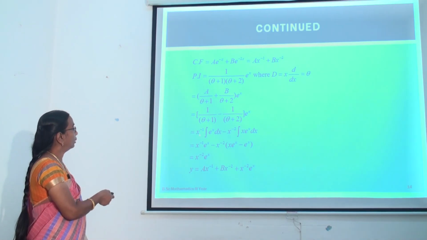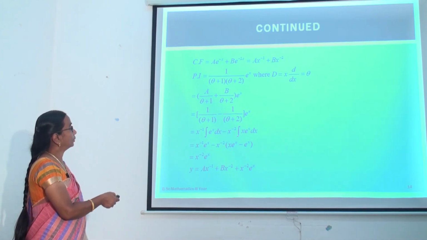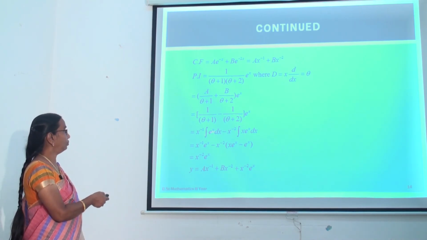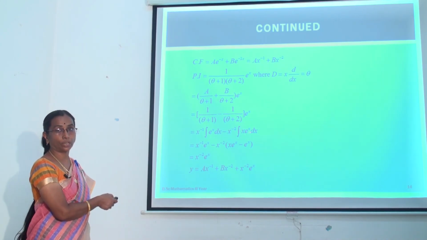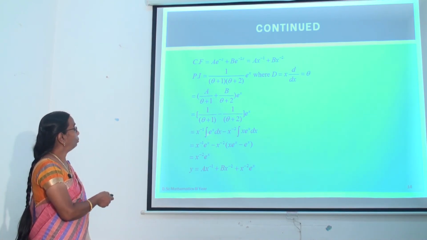So x to the power minus 1 integral e power x dx minus x power minus 2 integral, here you will get x into e power x, alpha is equal to minus 2. So in this term you will get x power 0, whereas in the second term you will get 2 minus 1, so that will become x power 1. Now this can be taken as x power minus 1 e power x minus x power minus 2.